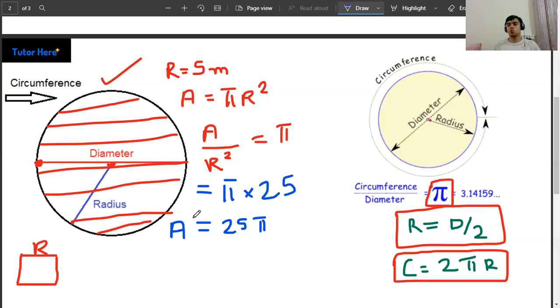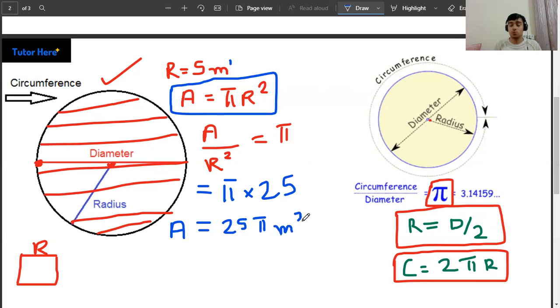Now, here's an interesting question. What do you think is the unit for area? Because radius has a unit meters raised to the power 1. In your formula for area, you see that it's pi r square. So it's r into r, which means your unit would be meter into meter. So the unit that you would use for area is meter square.